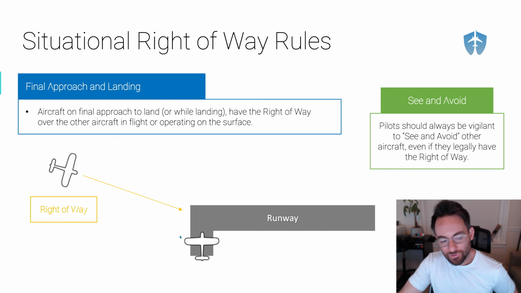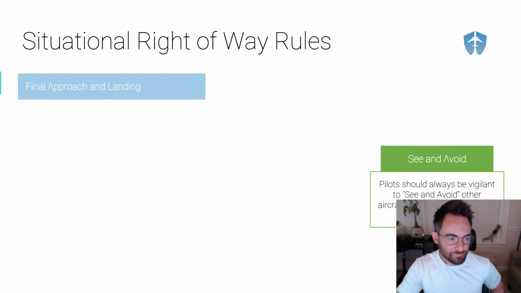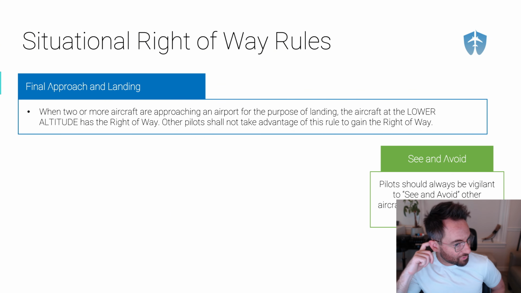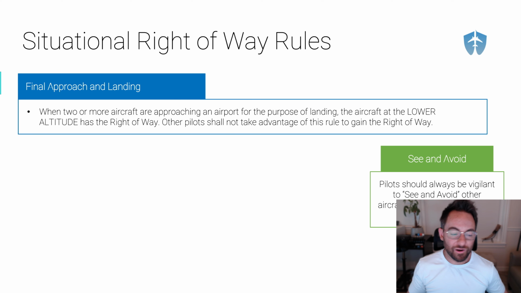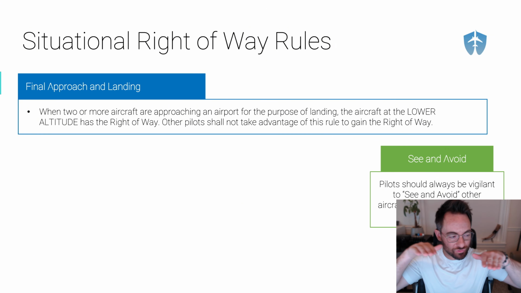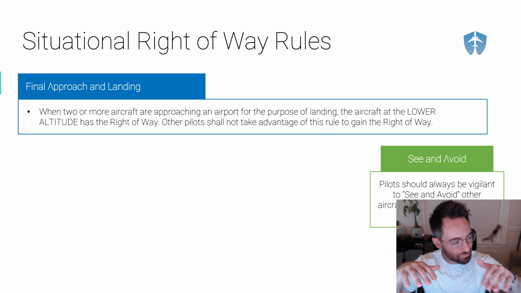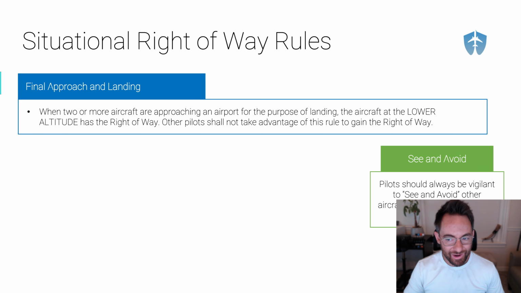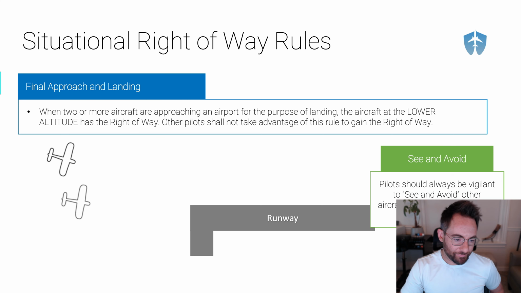All right. So the aircraft coming into land is going to be the one given the right of way. There's another situation with final approach and landing. When two or more aircraft are airborne and they are both approaching the airport for the purpose of landing. So now you've got two airplanes that are coming to the same airport, same runway for landing. The aircraft at the lower altitude has the right of way.